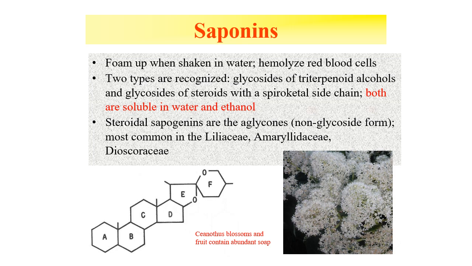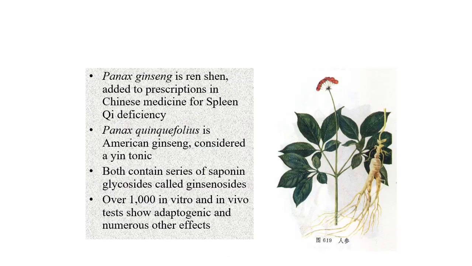And so steroidal sapogenins are common in the lily family, in the Amaryllidaceae family, and the Dioscoreaceae, or the wild yam family, but also found in ceanothus, which is the buckthorn family, Rhamnaceae.